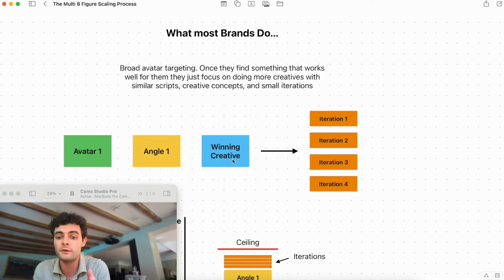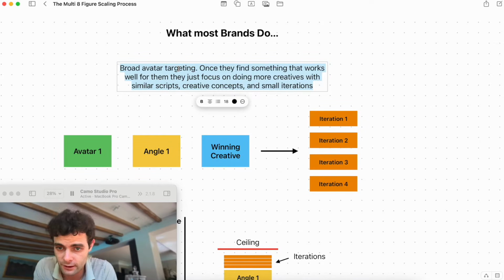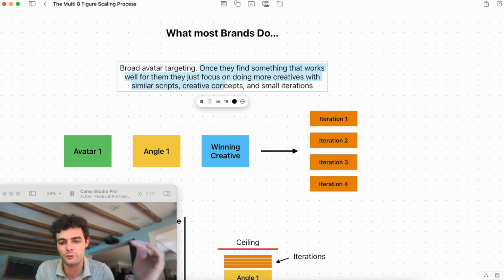So what are most companies doing? What are most brands actually doing right now? Which is what I think is not the right way, and why they're typically stuck at low 8 figures or 7 figures. They do broad avatar targeting, and I'm going to talk about how this is kind of a double-edged sword. And once they find something that works well for them, maybe you can relate to this, they just focus on doing more creatives with similar concepts, similar scripts, and quite small iterations, which are not really moving the needle forward and taking the ad account and structure of the company from level 3 to level 1.